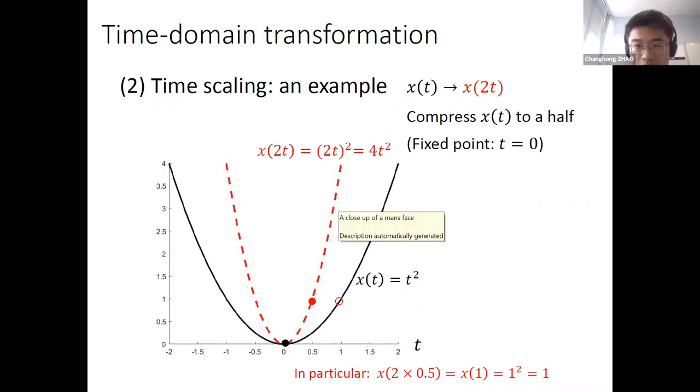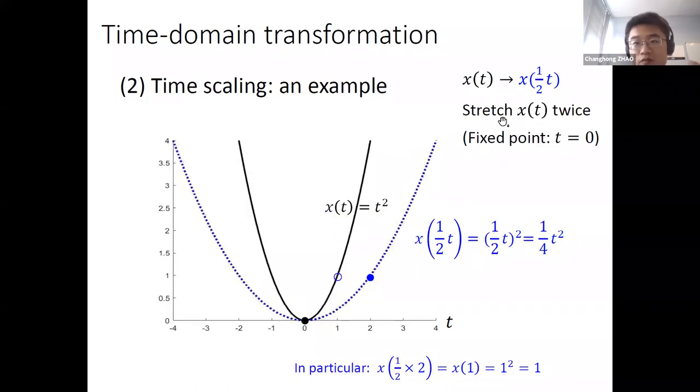Intuitively, we are compressing the signal x of t to 1/2. Note here that the compression is with respect to a fixed point t equals 0. Because if you look at this point, it is on the original signal x of t, it is also on the new signal x of 2t, it doesn't change. So it is called a fixed point of this compression. From x of t to x of 2t, we are compressing the signal to a half. And what happens if we change from x of t to x of 1/2 of t?